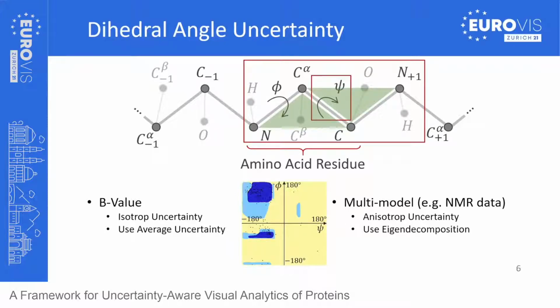So to measure uncertainty, we have to consider the available information of those atoms and use them to calculate uncertainty measurements. In the case of an available B-value field, we can simply use the average of the B-values. For anisotropic datasets, again, we have to use eigendecomposition to get the two major axes of distribution. Those can be shown as standard deviational ellipses.